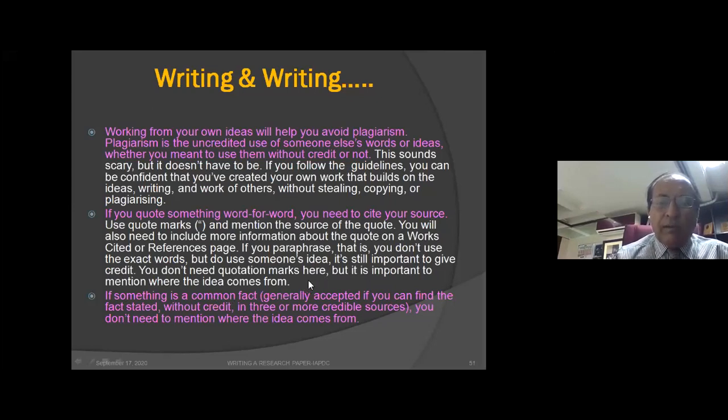Sometimes we have to write someone's idea, in which we don't use their exact words, but we do use someone's idea. It is still important to give credit. You don't need quotation marks here, but it's important to mention where the idea comes from, right? So the basic message here is that you must give the reference, the citation, the credit. Otherwise, it will fall in the category of plagiarism.